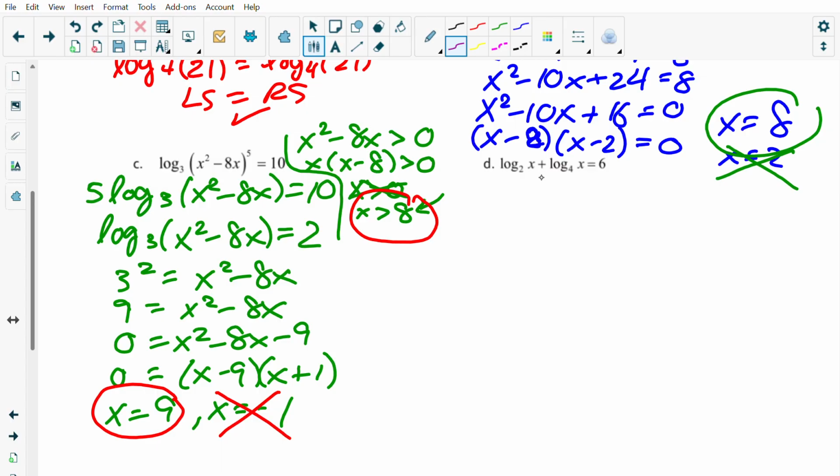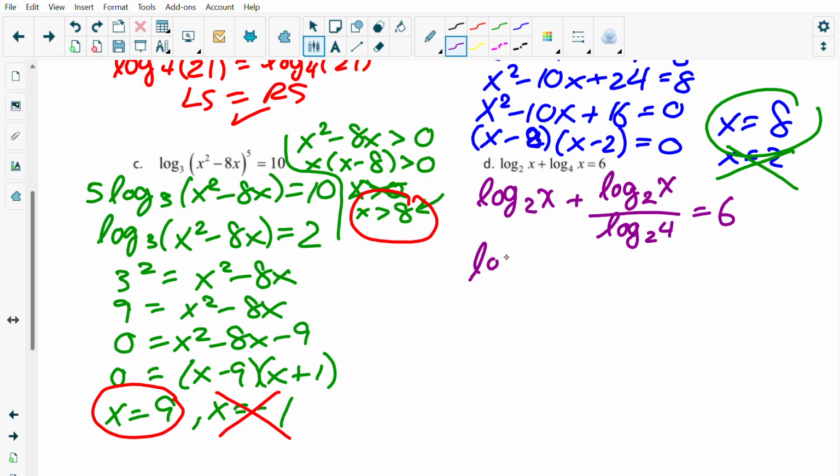Okay, I have a problem here. I can't apply the log laws because I have a base 4 and a base 2. So I need to use the change of base identity. So log base 2 of x plus, let's apply the change of base identity. I can choose any base. Well, I'm going to choose the base 2. That's strategic because I want to match it with this 2. So log base 2 of x plus, this is the change of base identity, log base 2 of x over log base 2 of 4 equals 6. More log laws, folks.